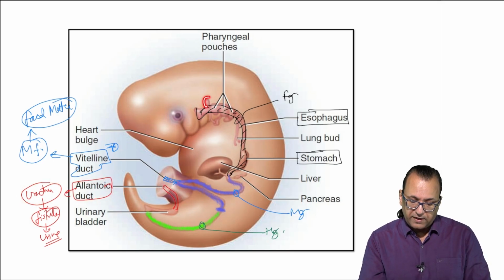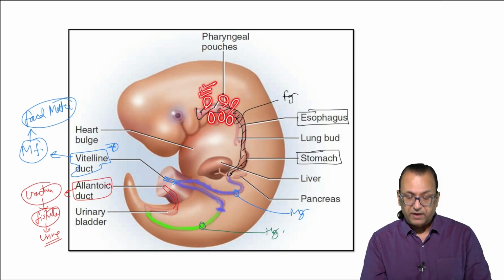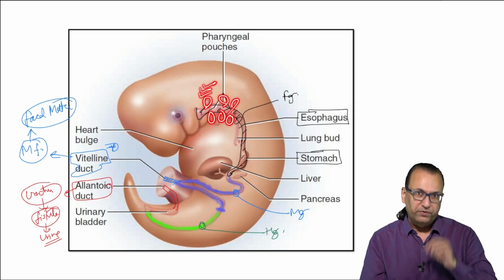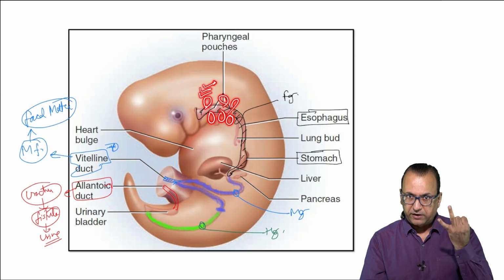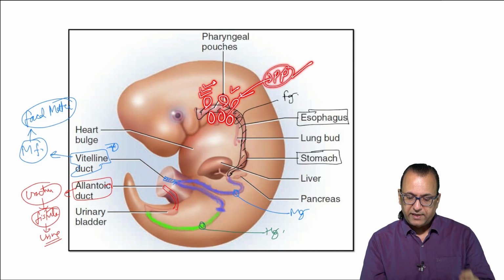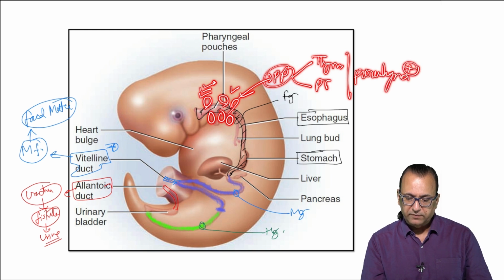Now in the foregut lateral wall you have pharyngeal pouches, and these pharyngeal pouches can give you glandular tissue of thymus and parathyroid gland. So they are parenchyma developing in pharyngeal pouches. These are pharyngeal pouches. They give thymus or parathyroid parenchyma, meaning glandular tissue. All of these are MCQs actually.